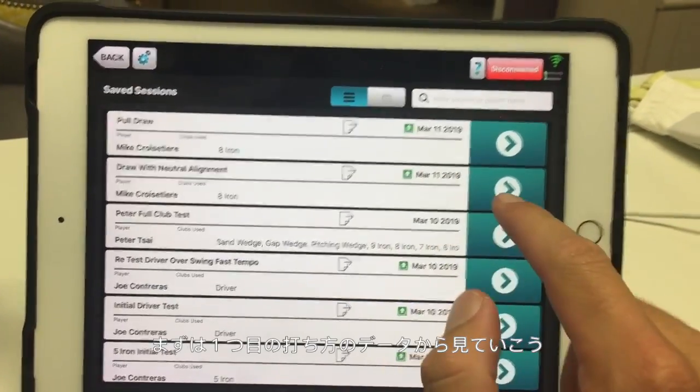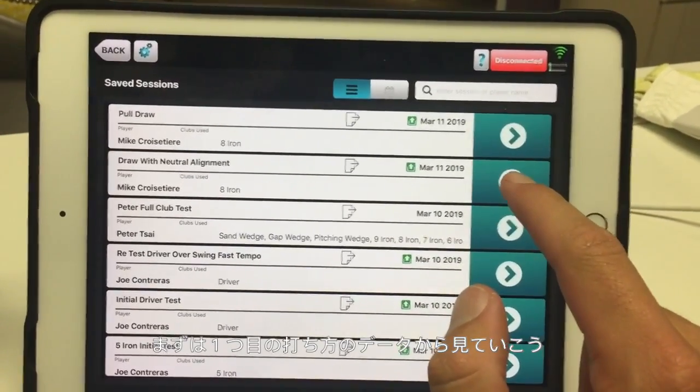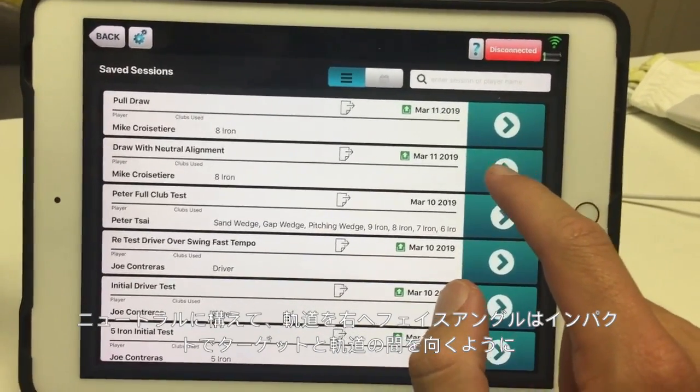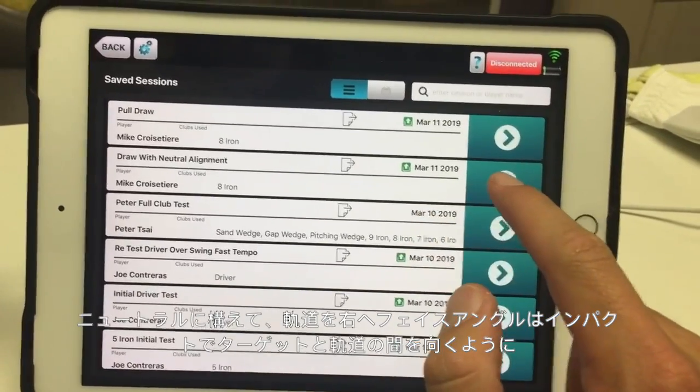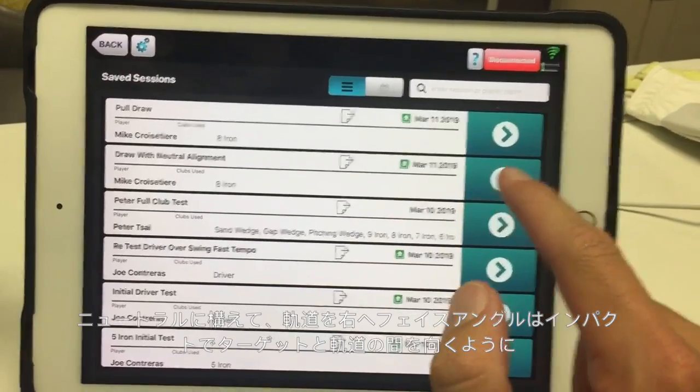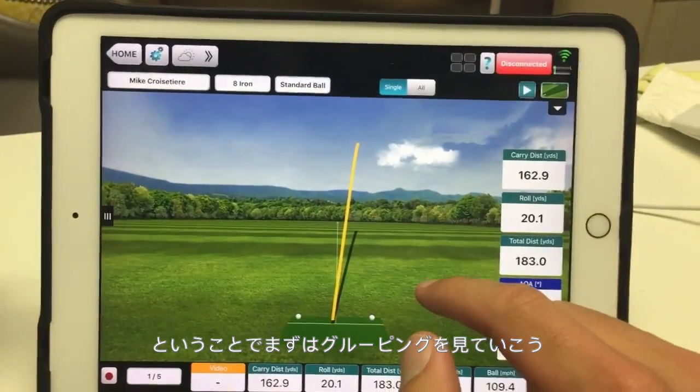Alright guys, so we're going to go with the draw with the neutral alignment first. So remember, this was the one where I was aiming my club face at the target where I wanted the golf ball to end up. I was trying to get a path to the right of that and then the face angle to the left of the path, but still right of the target, right? So let's get into some of the numbers here.